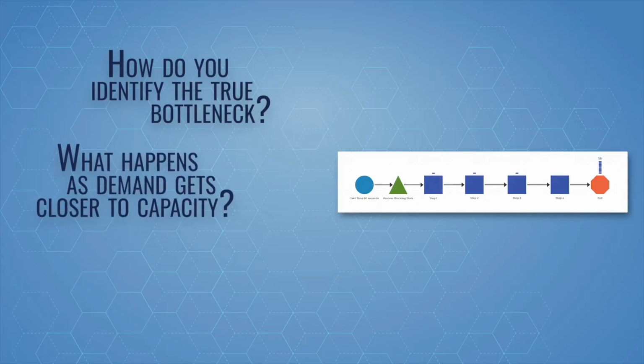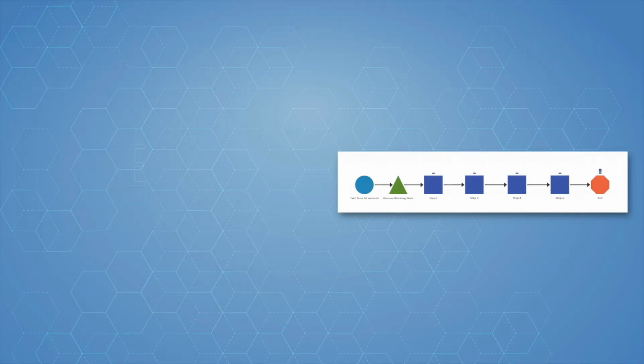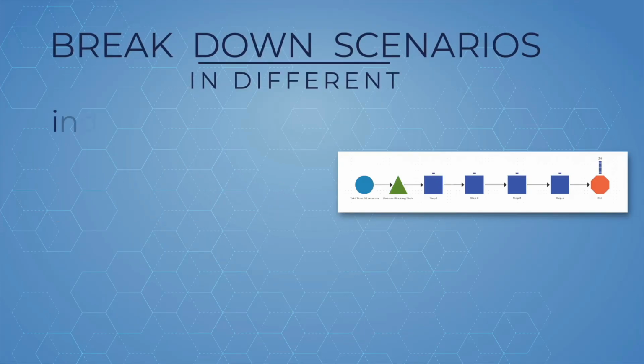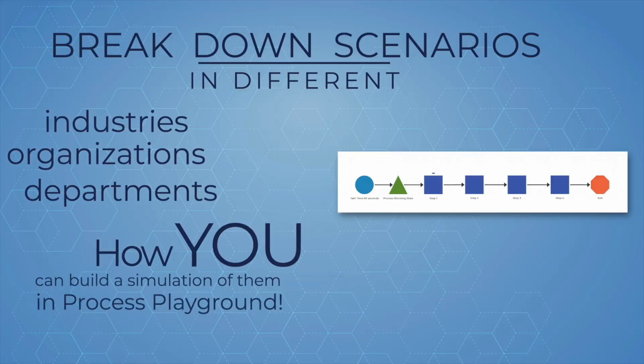What happens as demand gets closer to capacity? And why do constraints move when the process changes? There's a model for that. Welcome to Model Monday, a series where we break down scenarios in different industries, organizations, and departments and explain how you can build a simulation of them in Process Playground.